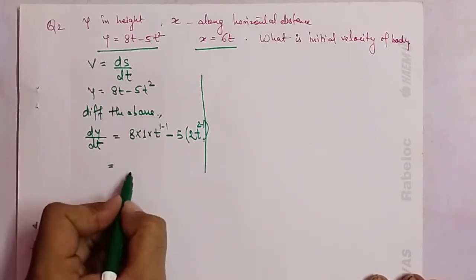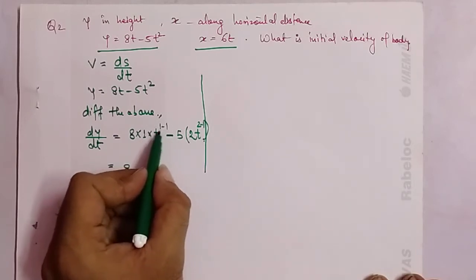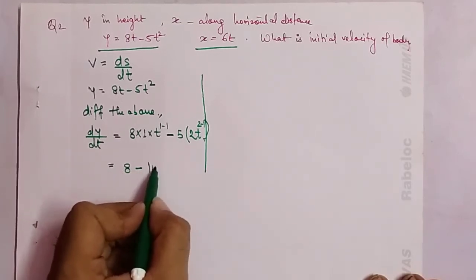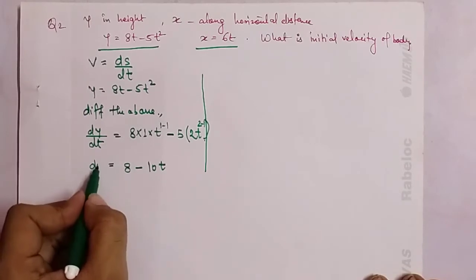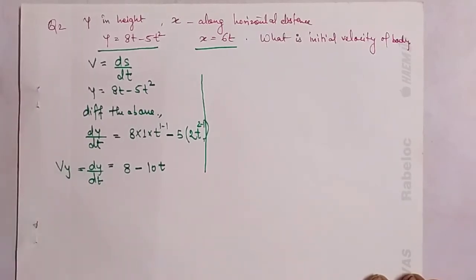So this will be 8, the t will be removed because 1 minus 1 becomes 0, minus this term becomes 10t to the power 1. Now this is dy by dt, or you can say that is simply the velocity in the y-axis. Now you have to find the velocity in the y-axis at t equal to 0, that is the initial velocity.